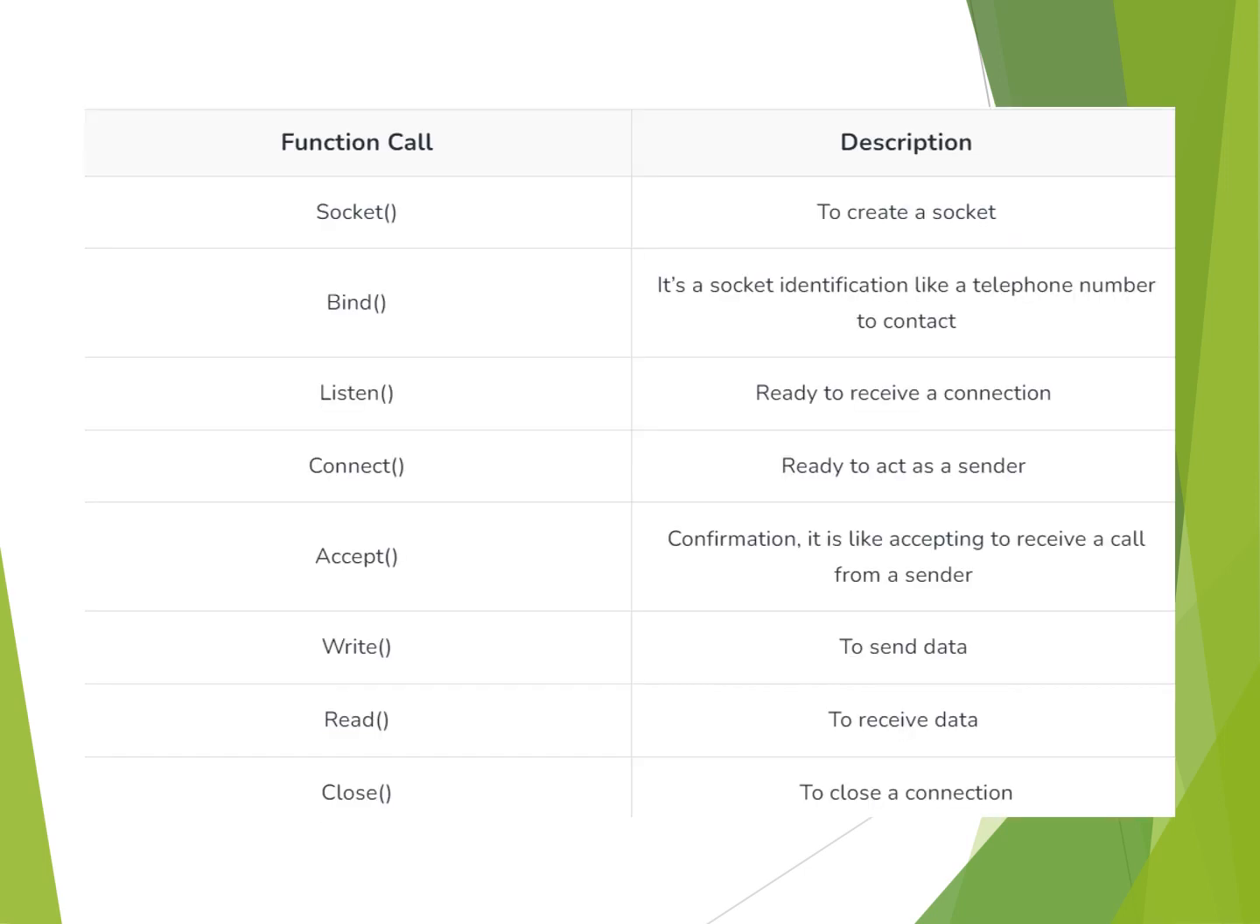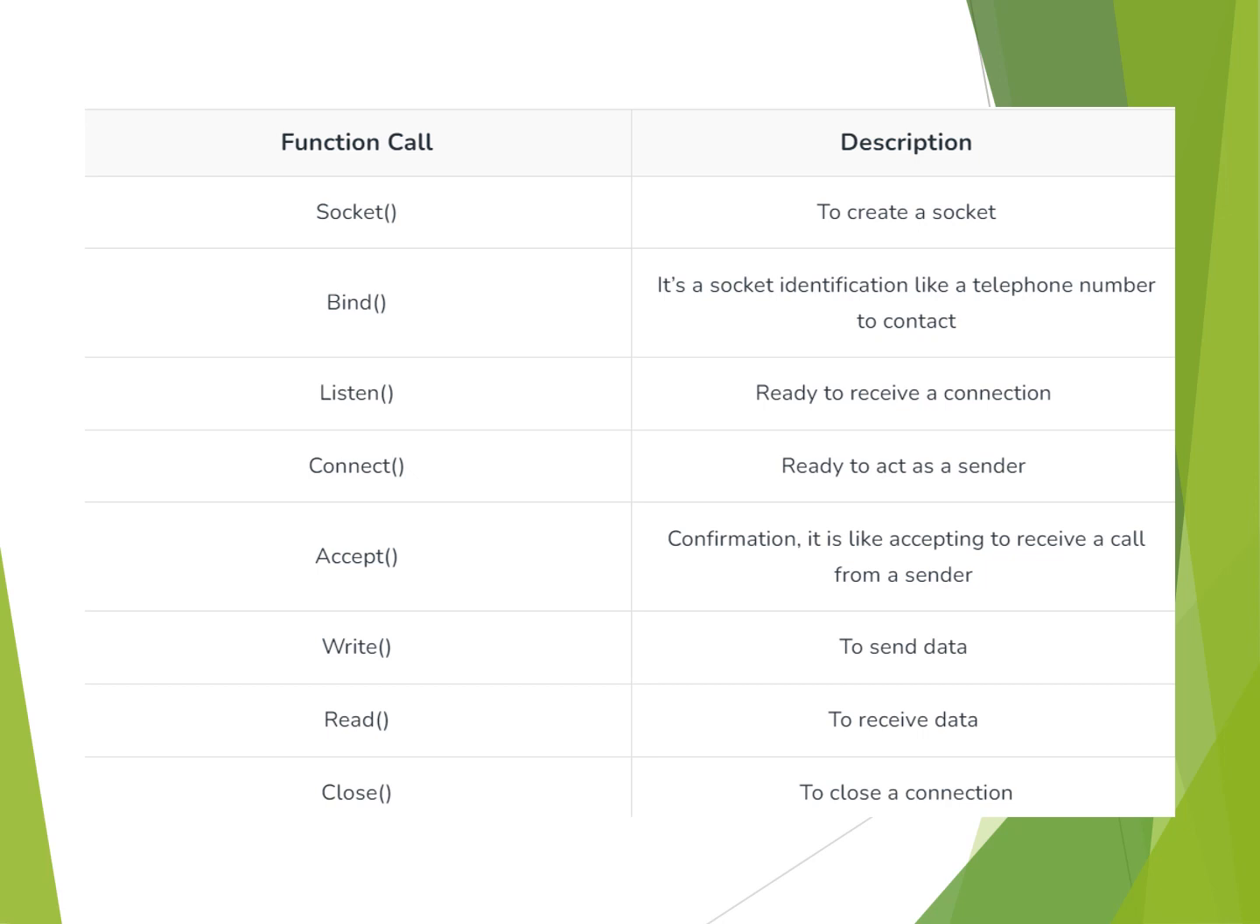And the next one is the function calls we are going to use in a socket. The first thing is the socket function, which is used to create a socket. And then bind, which I already told you is used for identification. It is like a telephone number. For a contact we have a telephone number, right? With the help of the telephone number only we are able to identify. So that is why we use the bind function here.